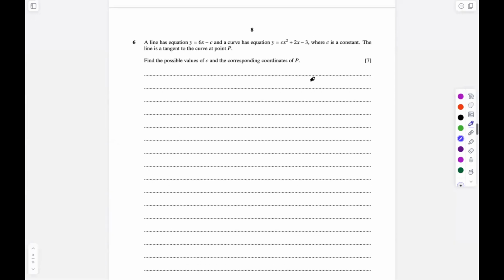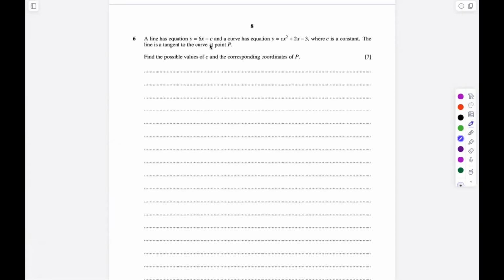In question 6, a line has equation y equals 6x minus c and a curve has equation y equals cx squared plus 2x minus 3, where c is a constant. The line is a tangent to the curve at point P. So we have to find the possible values of c and the corresponding coordinates of P.